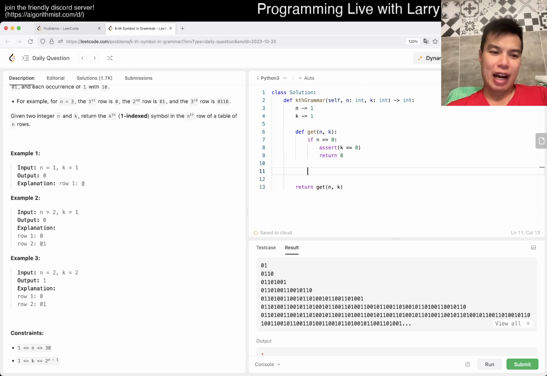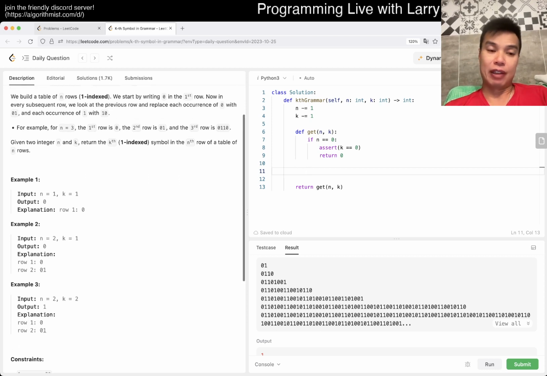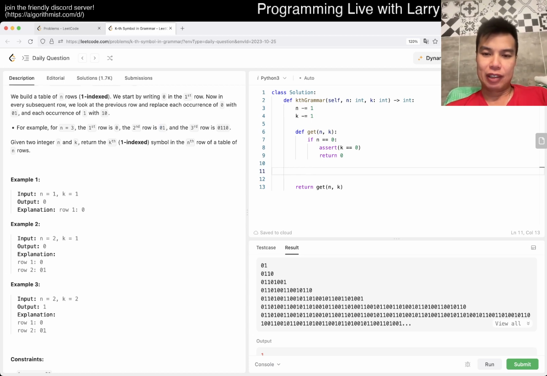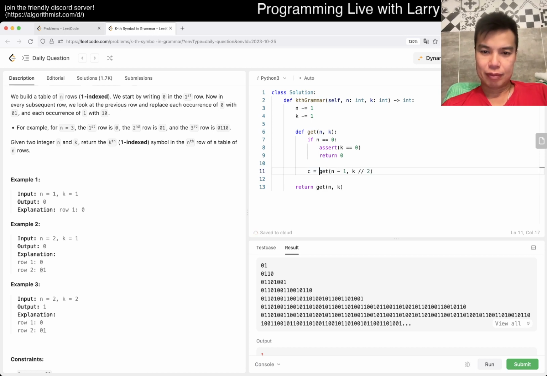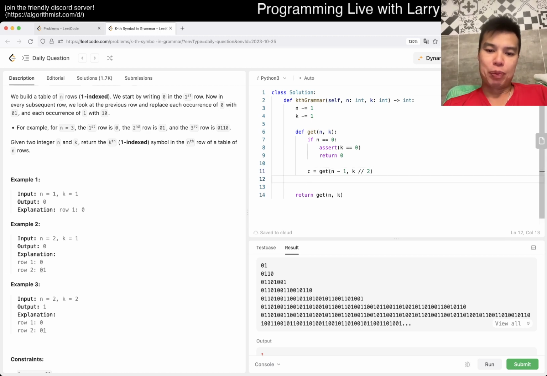Okay, and now should we just divide and conquer? As we said earlier, which I didn't really pay mind to, the nth row will have double the number of things. So that means we get n minus 1 and then k divided by 2. So c is equal to this, right? That means the previous character.